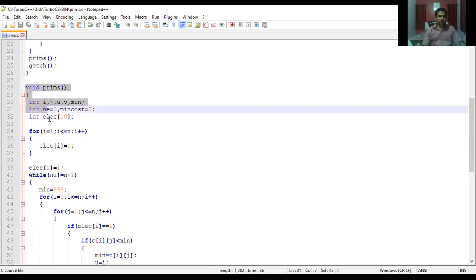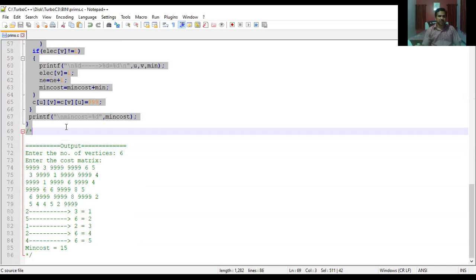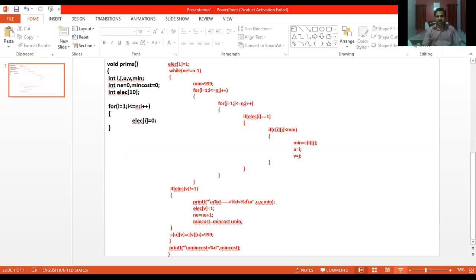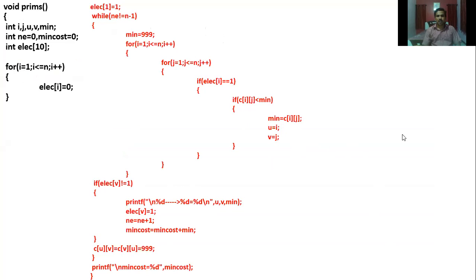Whatever code we have in this Prim's function, I have considered it in a PowerPoint presentation where it will be easy for me to explain this concept. I'll discuss this particular concept with the help of a sample input here.